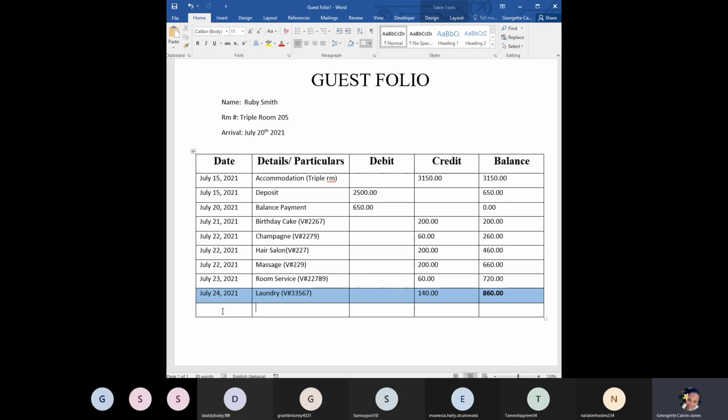I highlight it because that's my way of letting it pop, to know that okay, she's over her balance. Some properties might just bold the figure or maybe they don't do anything. But it's good to make it noticeable because remember, you're not the only front desk agent that works at the property. Once you make it noticeable, other persons will look and realize what is happening with the folio.